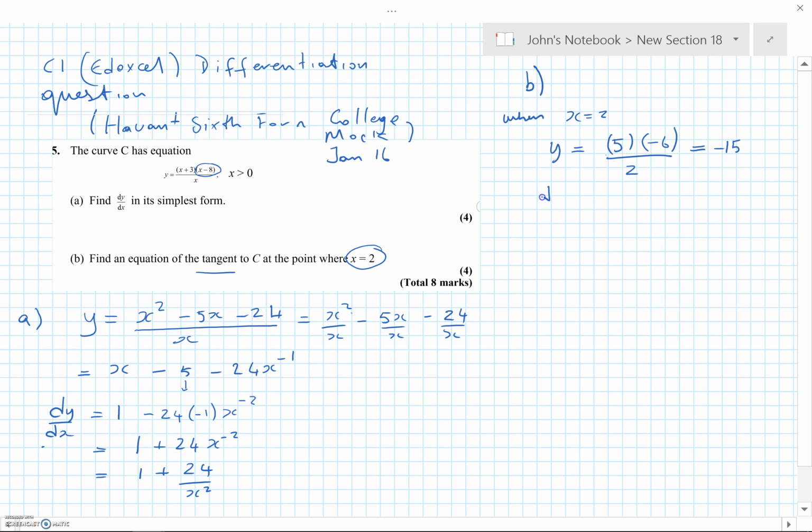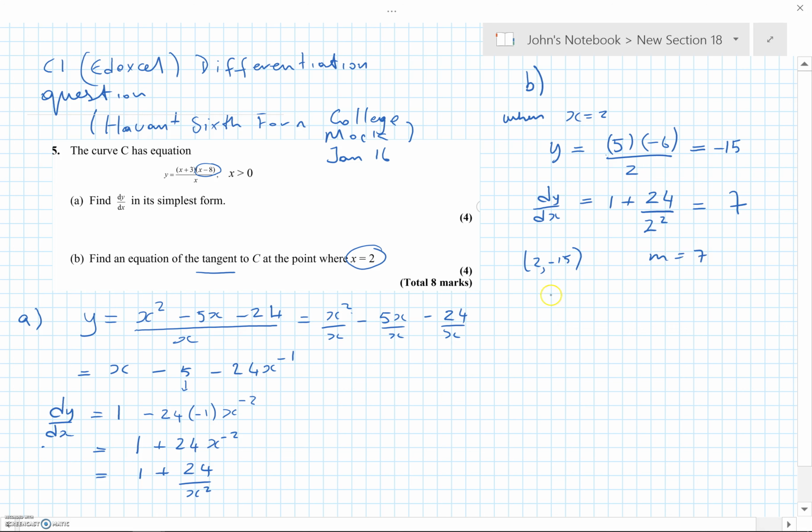And dy by dx equals 1 plus 24 over 2 squared. That's 24 divided by 4, which is 6, plus the 1, which is 7. So now we've got a coordinate, (2, minus 15), and we've got a gradient of 7.